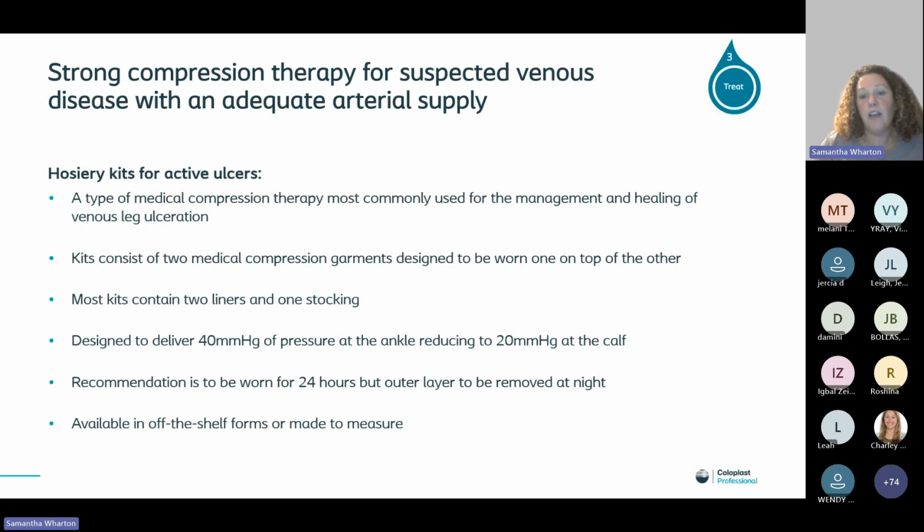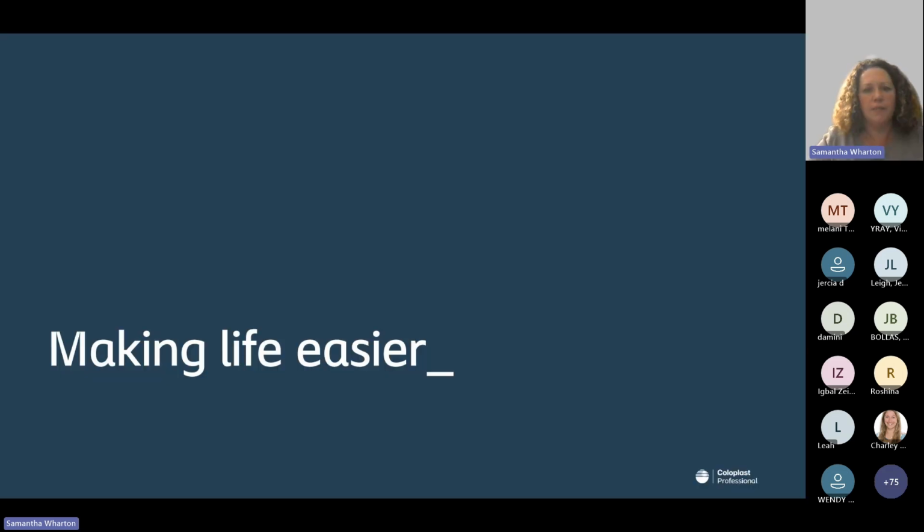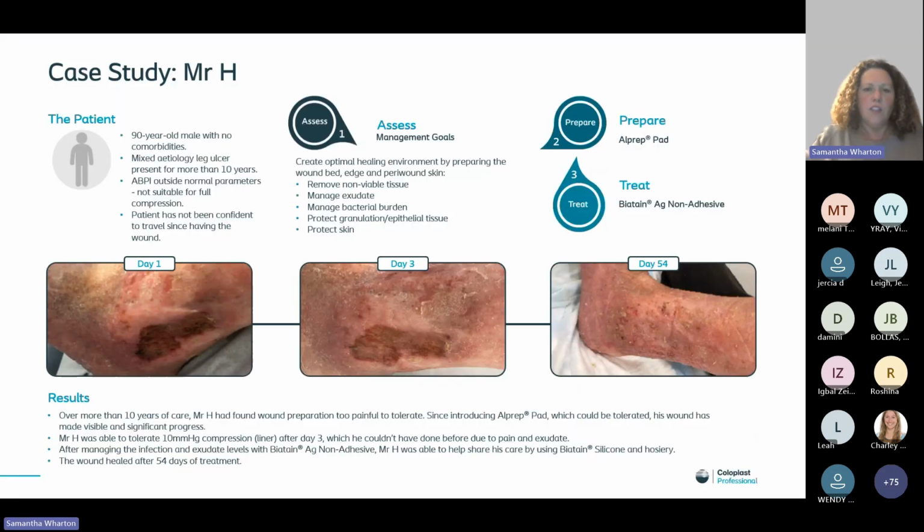The outer layer can be removed at night, but often you're better off just keeping it on for the full 24 hours. And they're available in off-the-shelf forms or made to measure. Obviously, if your patient has lots of edema and they haven't got that good leg shape, then you'll need to go into bandages first to get that good leg shape for them to then be able to use the hosiery kits. So this is just in a case study.